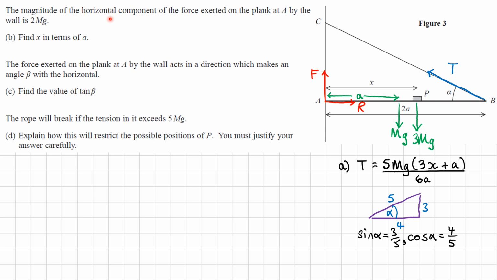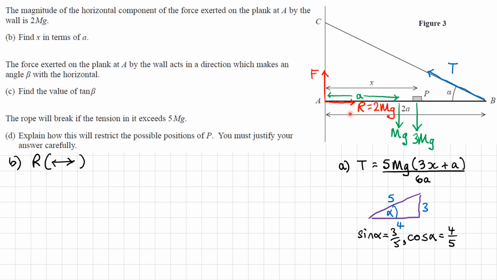Okay, the magnitude of the horizontal component of the force exerted on the plank at A by the wall is 2mg. Now that is this force here. This is the horizontal component of the force exerted on the plank at A, and we've been told that that is 2mg. So let's write that down. And in part B, it says that we need to find x in terms of a. Now x is horizontal, and this distance a is horizontal.